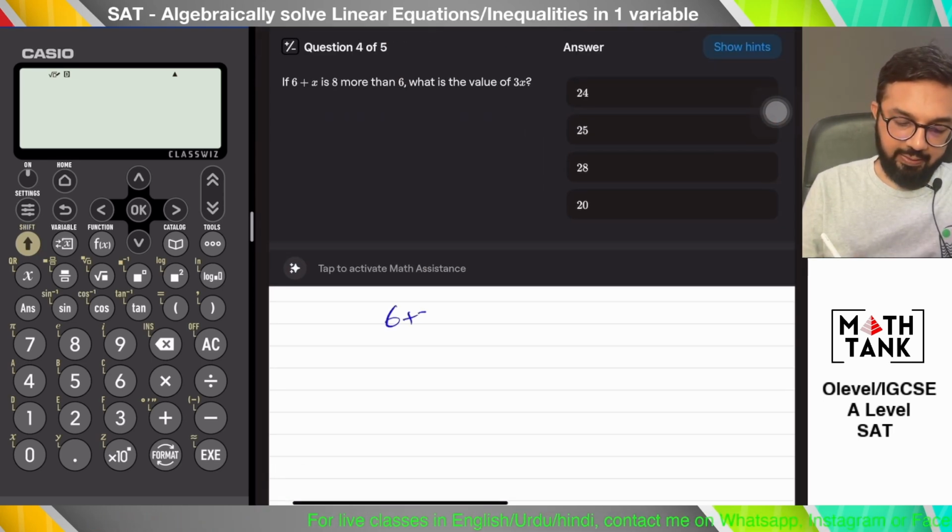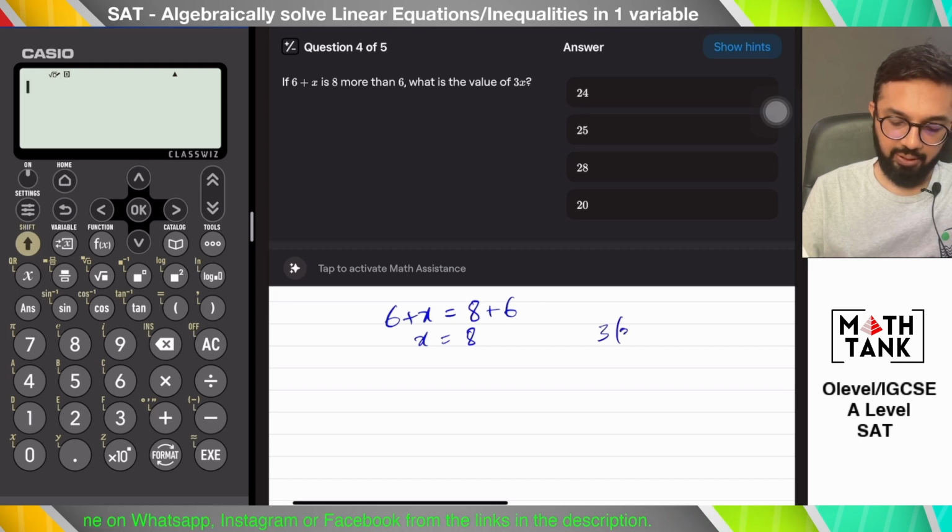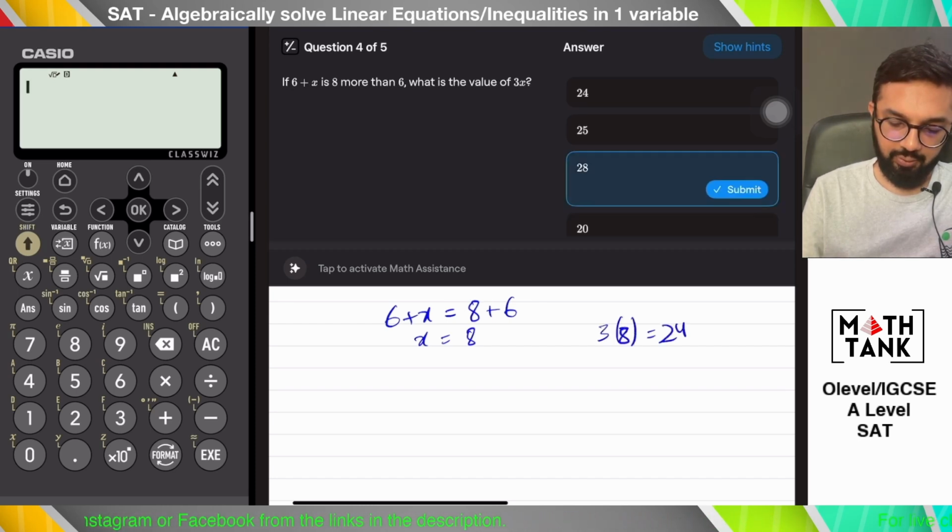6 plus x is 8 more than 6. Okay, so x should be 8 and 3 times x should be 24.